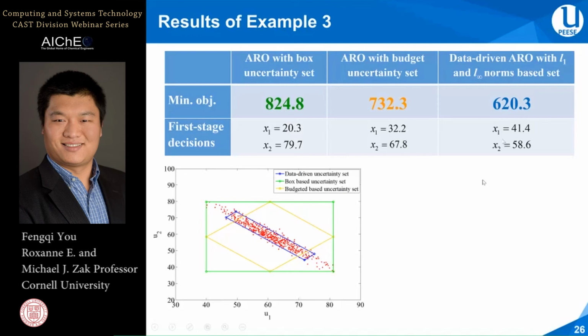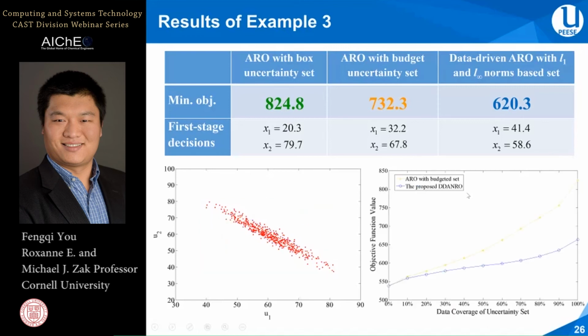Essentially you can see the objective value for the data-driven case is better. So there's some sort of sensitivity analysis. We can also adjust the parameters of the budget set and the data-driven set to cover the same amount of uncertainty data and compare the corresponding objective value. The figure here shows we cover from 0%, where essentially we don't cover any uncertainty data, it's a deterministic case, and so it ends up with the same solution, to 100%.